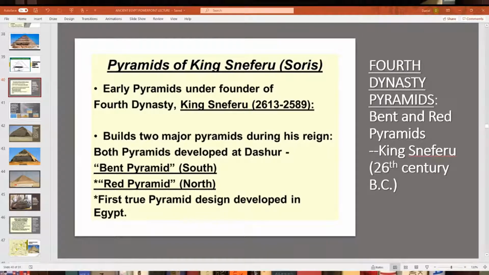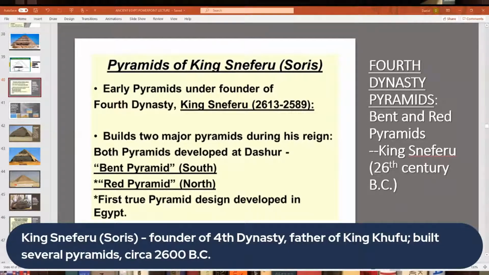They believe that Snefru was the founder of the 4th dynasty, one of the first pharaohs of it that came in as ruler. And he's also known as the father of King Khufu. Khufu was also called Cheops by the Greeks, who built the Great Pyramid of Giza. So his son is famous for being a pretty good pyramid builder himself as well.